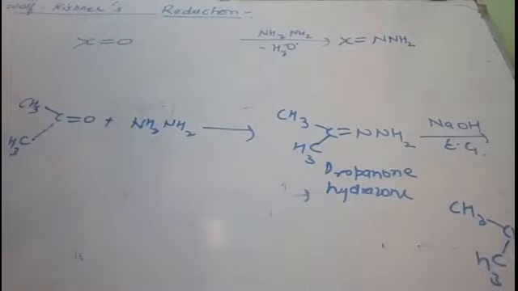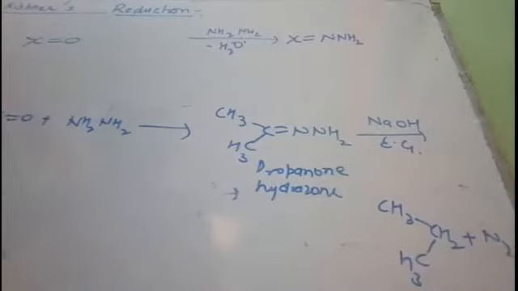Which when treated with an alkali in the presence of ethylene glycol, the corresponding alkane will be formed and nitrogen will be released, right? So this is how the ketone will be converted to your alkane. That is known as Wolff-Kishner reduction. Got it? Now the next reactions which we will study are oxidation.